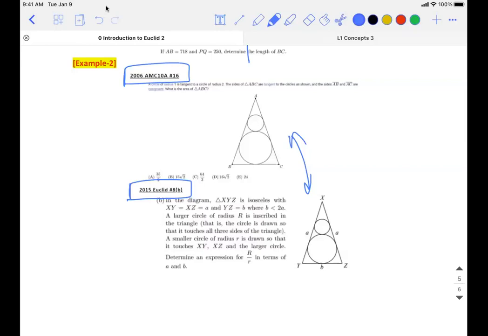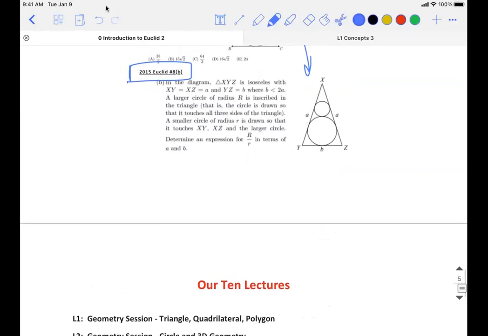Just want to show you, even though you are more of an AMC player or a Euclid player, it doesn't hurt. You can actually join both of the exams. All the techniques, all the strategies you learn from one exam will be 100% transferable to the other exam. All right, so these are some explanations.